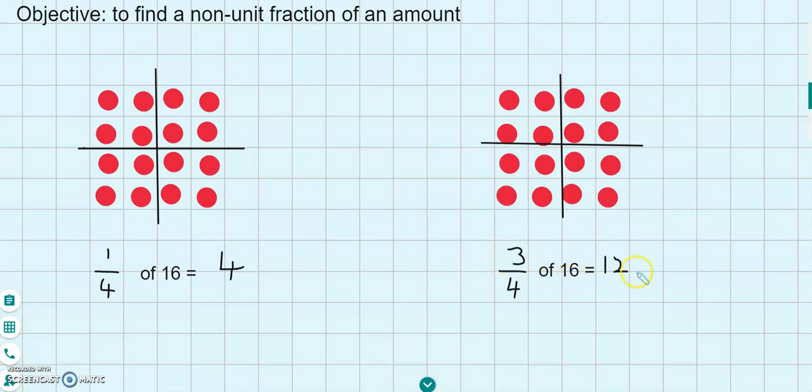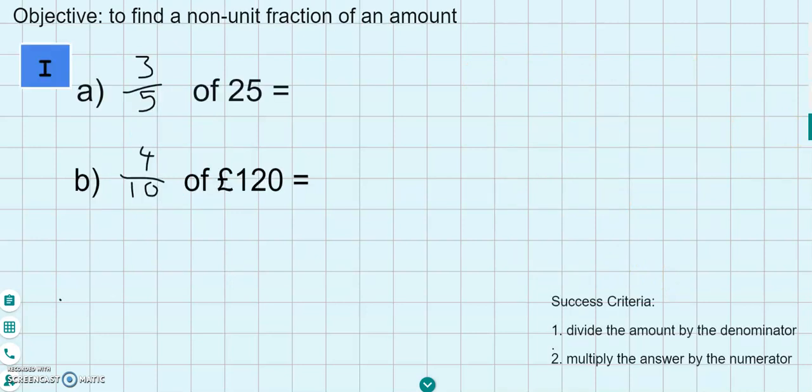Three quarters of 16 is equal to 12. So before we continue with the next slide, I just want to explain how it's going to work. We're following an I, we, you method. That means that first of all, I'm going to model to you what we're going to do, then we're going to practice together in we, and then you're going to have a go on your own at the end in you.